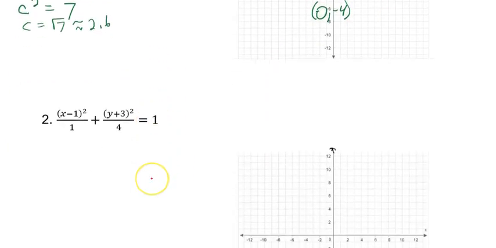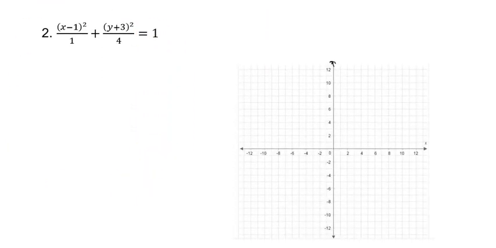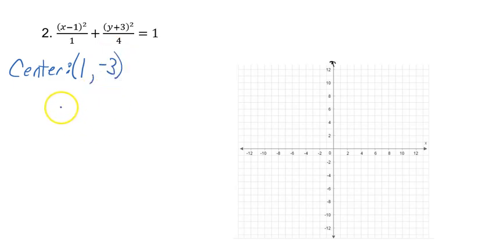Okay, let's move to another example. Example 2 is slightly different because it has a center that is not at 0, 0. The center for this graph, I'm going to look up here. It's always different than the sign that is in the equation. So if this is x minus 1, the x value will be positive 1. This is y plus 3, the y value will be negative 3. So you want to change those signs. That's how you're going to locate your center.